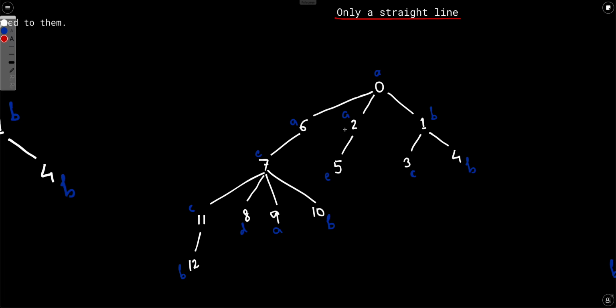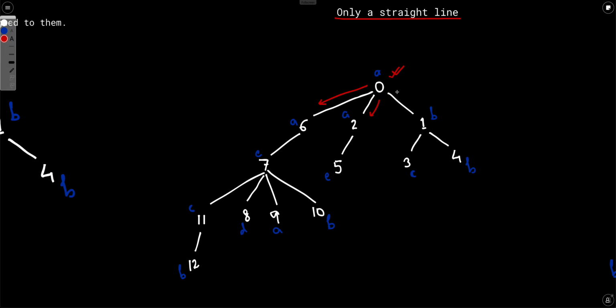You are breaking the problem into subproblems which are exactly of the same kind. So in this case, what we are saying is we need to find the longest path starting from 0. The longest path starting from 0 will be in one of the children, right?